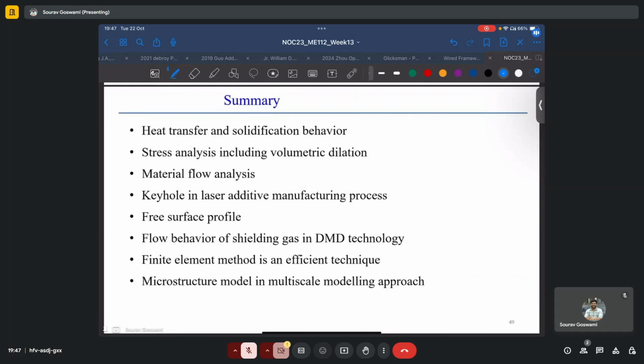We also spoke about free surface profiles. Some other aspects which can be incorporated is the flow behavior of shielding gas in a direct metal deposition technology or similar process. We also understood how the finite element method is an efficient technique for the modeling of additive manufacturing processes and how microstructural modeling is truly a multi-scale modeling problem and cannot be adequately represented only at the continuum scale.